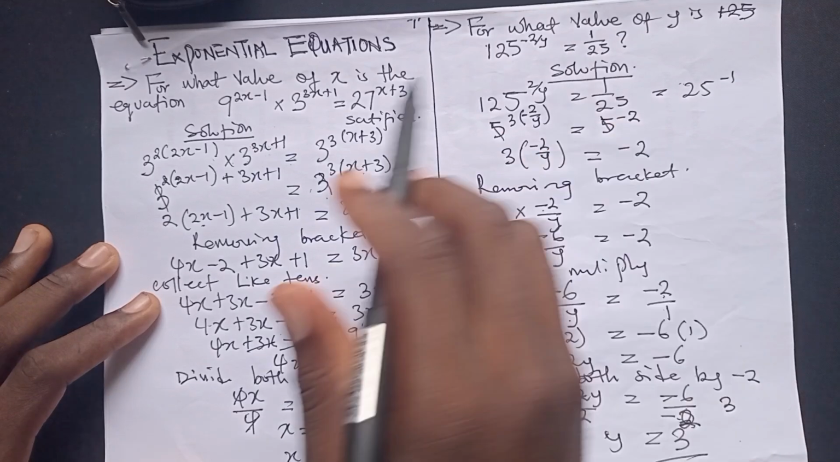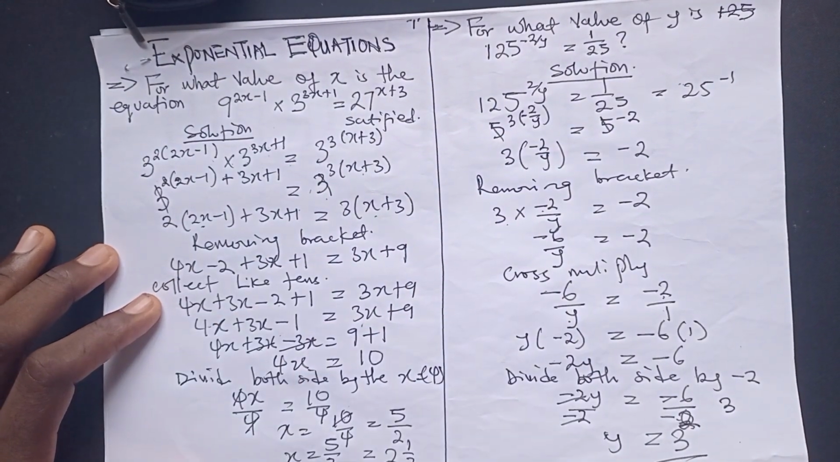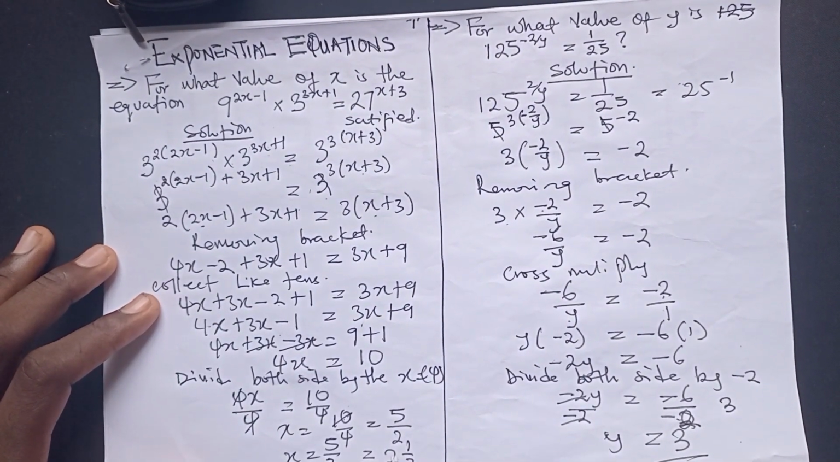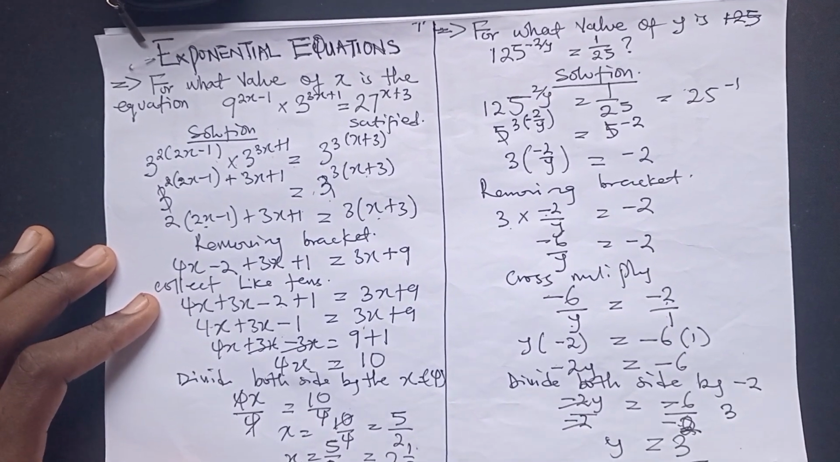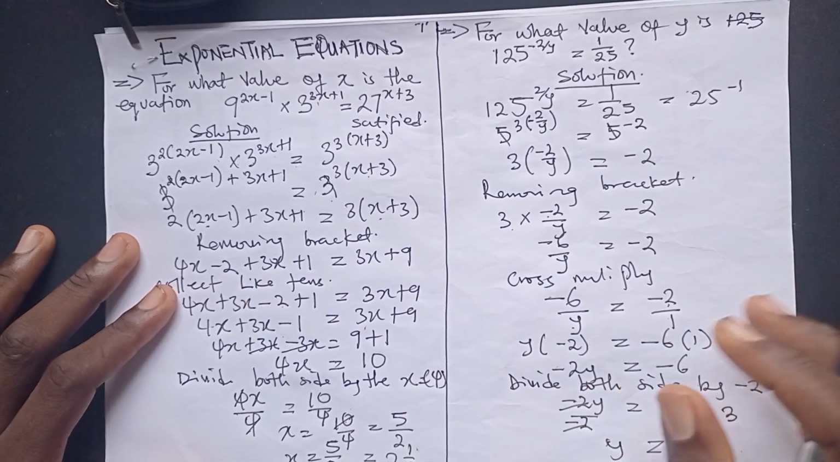And for the first question, x equals 5 over 2, which in mixed fraction is 2 and 1 over 2, satisfies that this equation is correct.